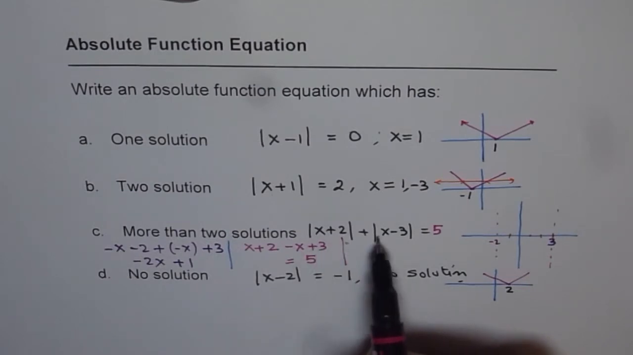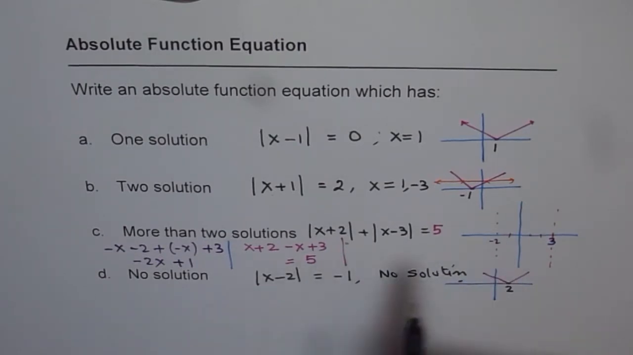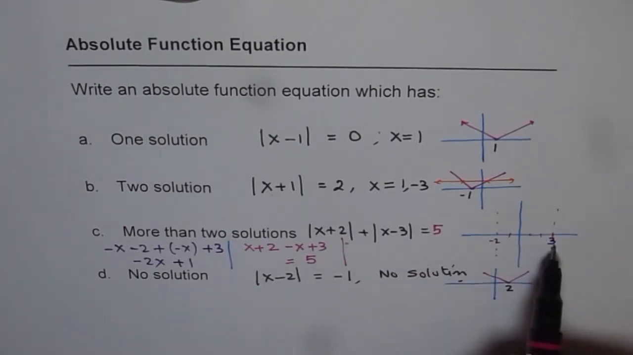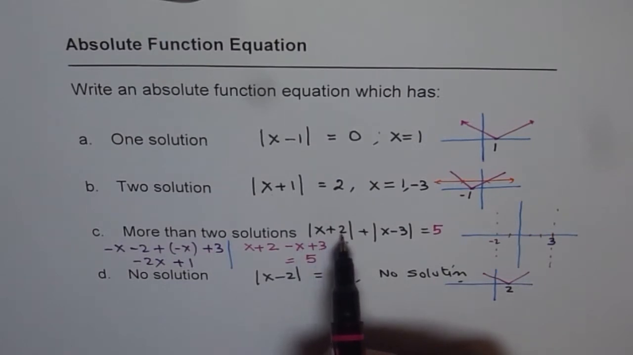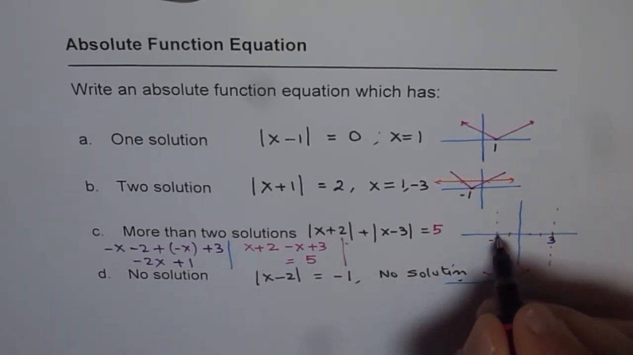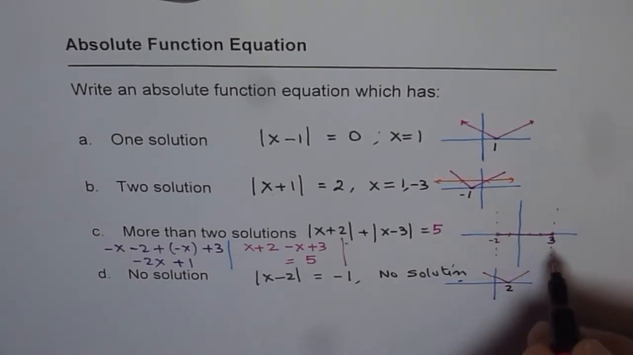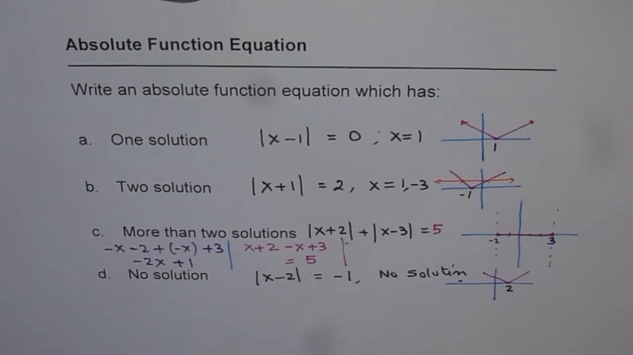minus 2 here, then it will be minus 5, right? Minus 5 absolute value will be 5, correct? Including both the points. If I write 3, 3 plus 2 is 5 and 3 minus 3 is 0. So this complete domain between minus 2 and 3 is the solution of this equation. Do you see that part? So that is how we can actually get an equation which can have more than one solution, right?